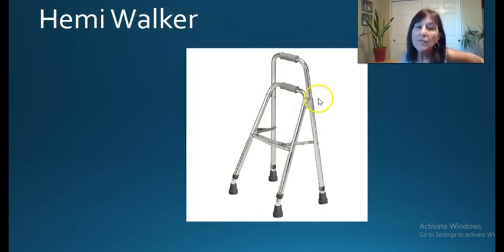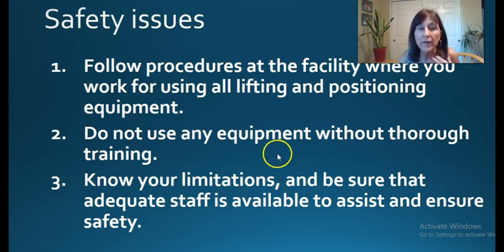And then we have Hemi walkers, and a Hemi walker is for someone who is weak on one side but strong on the other. So it's kind of like a better cane, right? Someone who would use a cane, but needs more support than that. And there are other things like walkers and canes. And again, we'll get to that later, but I just want you to know there's other items available.